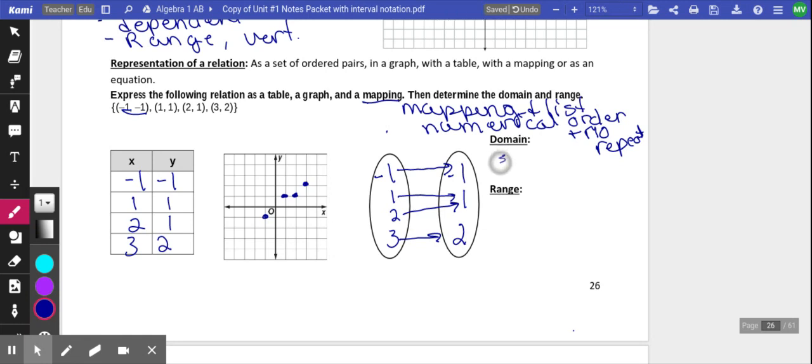When I'm listing, I use curly brackets. And so my domain is -1, 1, 2, 3. And my range is -1, 1, 2. Notice the domain and range list are not in the same order, and that's okay. They're always in numeric order.